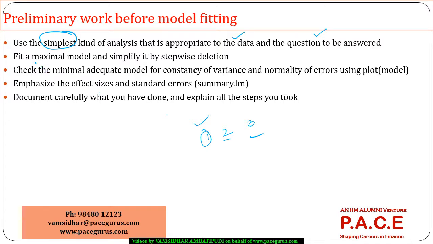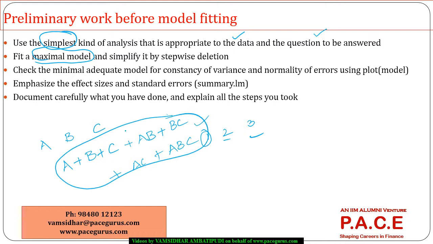For that, what people suggest is to initially fit a maximal model. What do you mean by a maximal model? If A, B, C are 3 explanatory variables, fit a model in such a way that A separately, B separately, C separately will influence your response variable. Along with that, all possible 2-variable interactions, and all 3-variable interactions. This is what we call a maximal model. We'll see all possible combinations having an influence on your response variable.